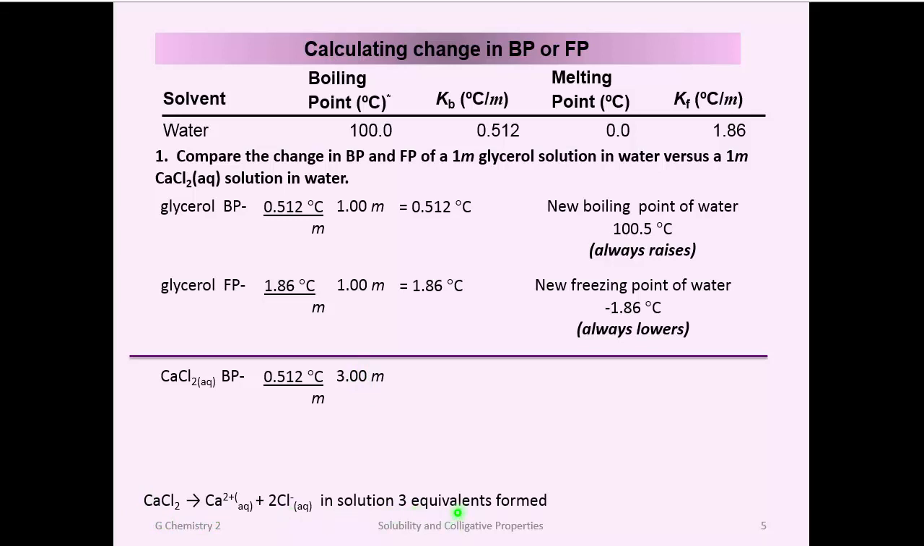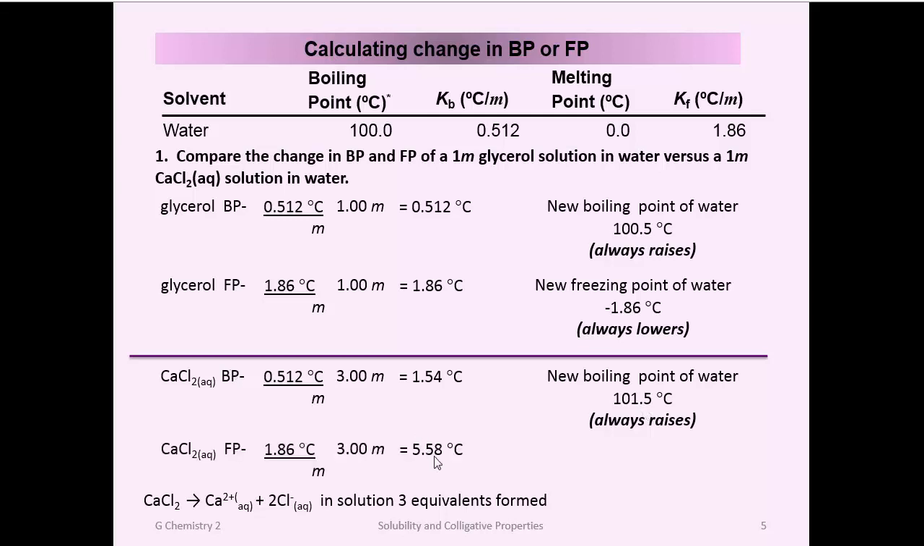That's 3 equivalents. And if you do that calculation, it's a much larger change. So the temperature raises 101.5 degrees Celsius. Always raising. Freezing point depression, same general procedure. Now this is 5.58 degrees C, but because it's freezing, we want to do a depression. We want to subtract it from the original freezing point.